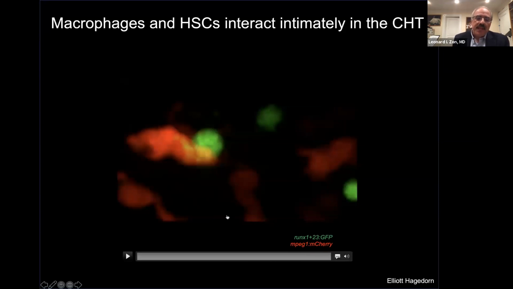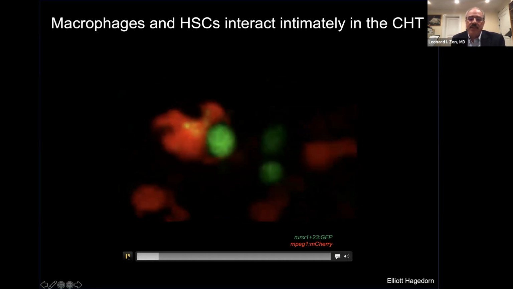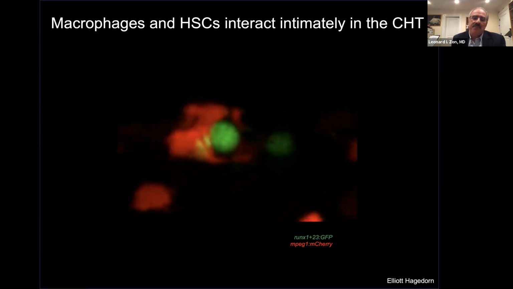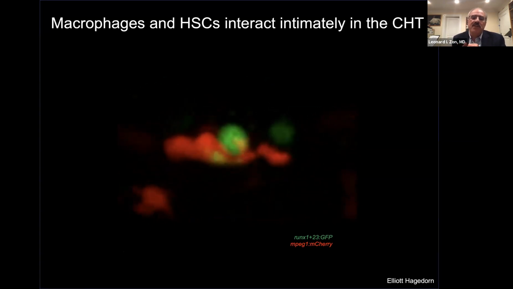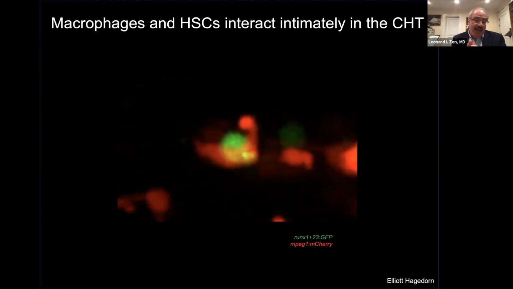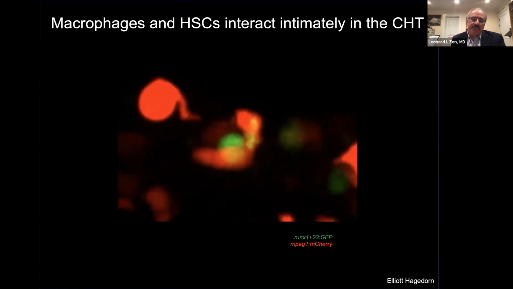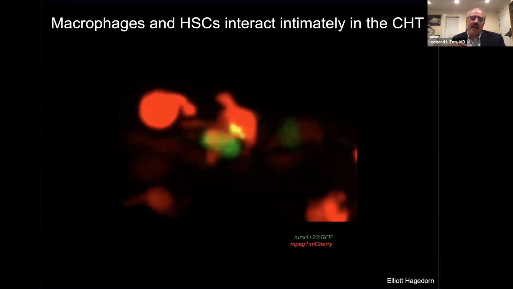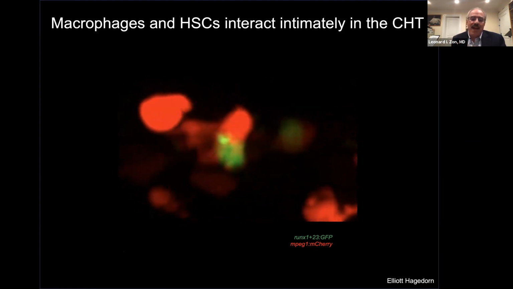So Sam was studying that fetal liver equivalent niche, and he had, along with Elliot Hagedorn, shown that these red macrophages would actually get very, very close to these stem cells and what we call groomed them. It would actually remove cytoplasmic material. You can see that green is moving. And this seemed to be a very intimate interaction, and we wondered what its purpose was.